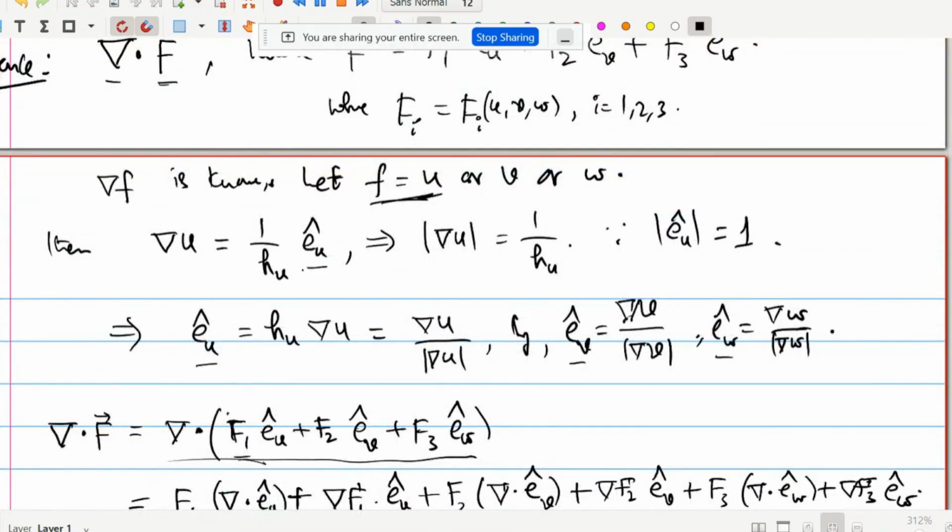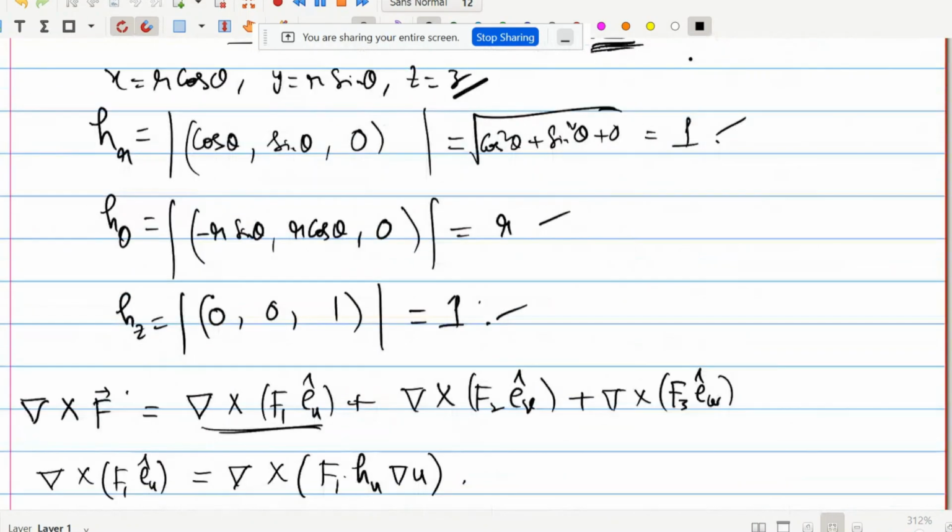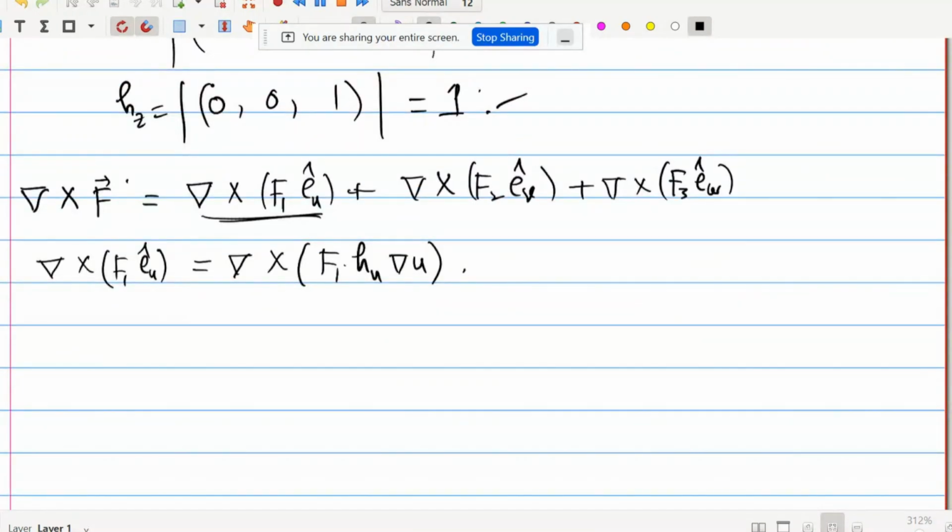Del of HU is U, right? Yes, sir. You're using that one, so that I replaced. So now you have only this F1 HU and this vector. If you write it, F1HU comes out as a scalar function. Del cross del U, this is anyway 0. Curl of a gradient is always 0. Plus, what else do you have?